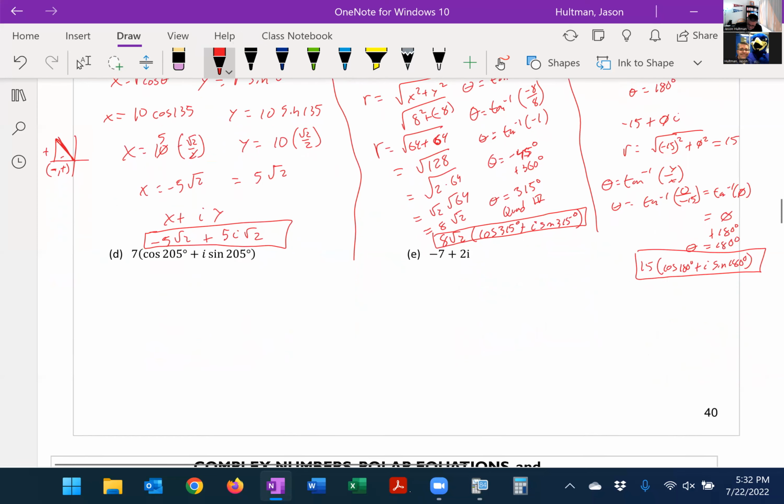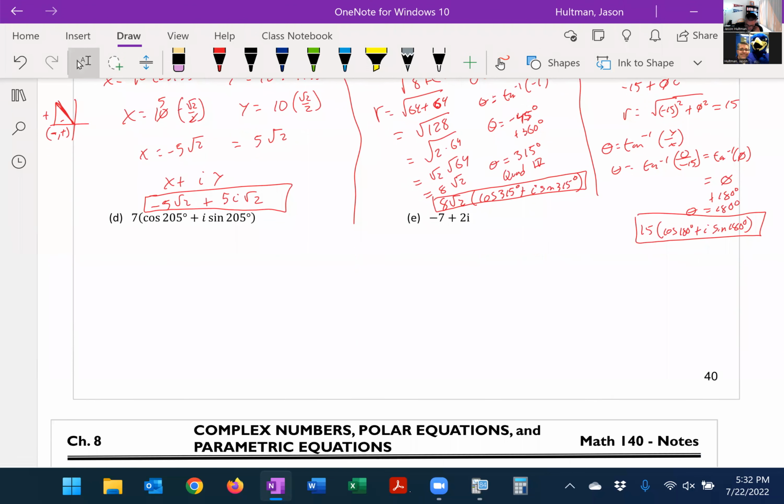Okay, 7 cosine 205 plus i sine 205. Now these I'm going to have to do on the calculator, because 205 is an irregular value. So I'm going to say x is equal to 7 cosine 205, and y is equal to 7 sine 205.